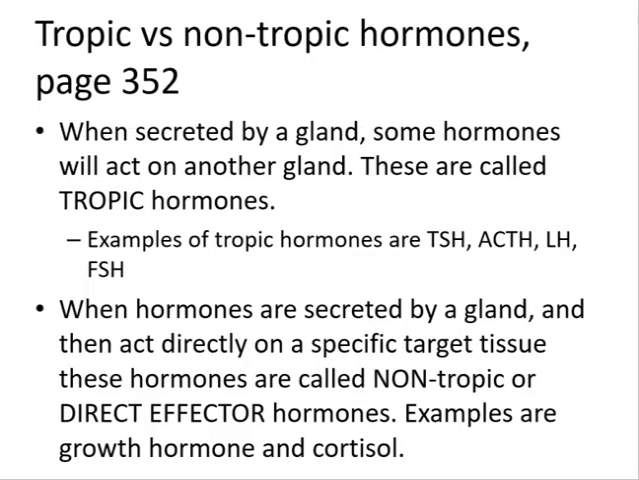One important topic we need to know the difference between is tropic and non-tropic hormones. When secreted by a gland, some hormones will act on another gland. These are called tropic hormones. Some examples of tropic hormones include TSH, ACTH, LH, and FSH. When these hormones are secreted by a gland and then act directly on a specific target tissue, these hormones are called non-tropic or direct effector hormones. Examples are growth hormone and cortisol.